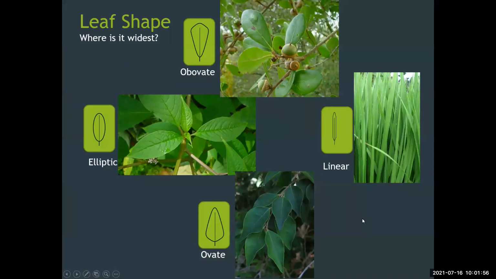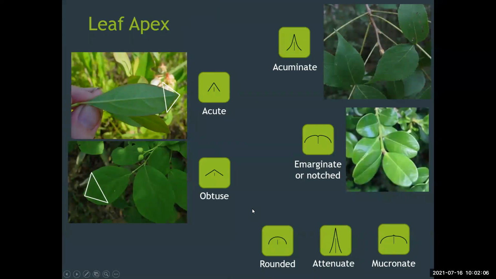You also want to pay attention to the leaf shape. Is it widest above the middle, at the middle, below? Is the leaf more linear? Look at the leaf apex to determine whether you've got an acute, or less than 90-degree, angle being formed, or obtuse. Maybe the leaf apex is gradually narrowed into a long point, which is acuminate, or it's notched. There's a variety of terms we can use to describe the leaf apex.